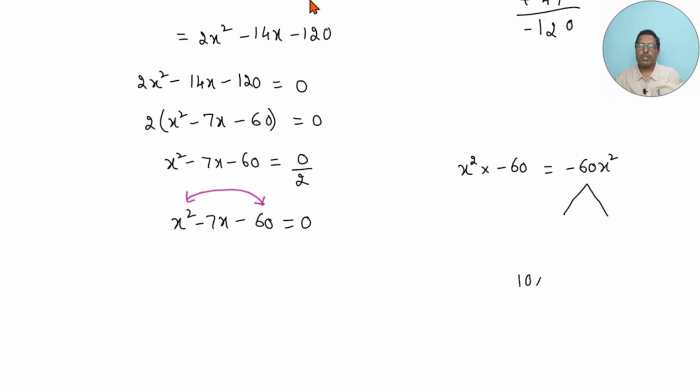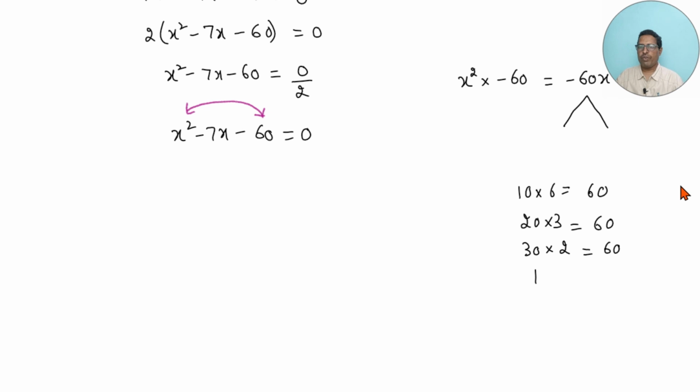So 10 times 6 will be 60, right? Or 20 times 3 will be 60, or 30 times 2 will be 60. But in none of these cases will you get minus 7x. So we also have 15 fours are 60. These are the values. Or if you want, you can just take the LCM over here.